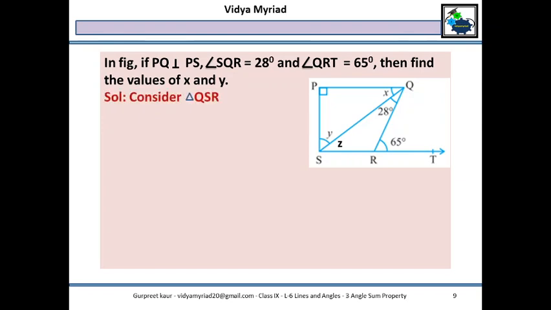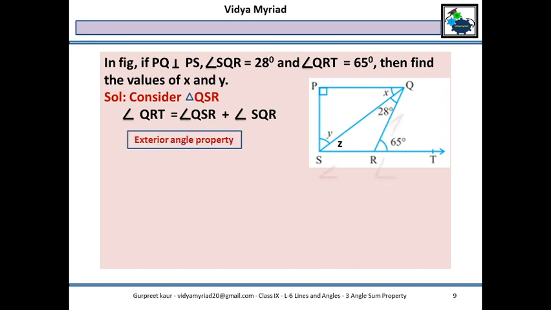Now let's begin. Let's look at triangle QSR. You have 65 degrees as an exterior angle, and we know that an exterior angle is equal to the sum of the interior opposite angles. So your QRT is equal to QSR plus angle SQR, which is given as 65 degrees, which is equal to Z plus 28. I can find the value of Z as 37 degrees. Now we need to find the values of X and Y.